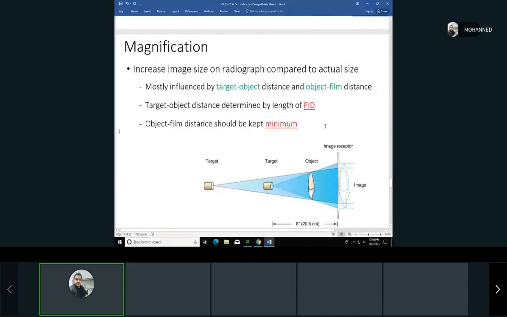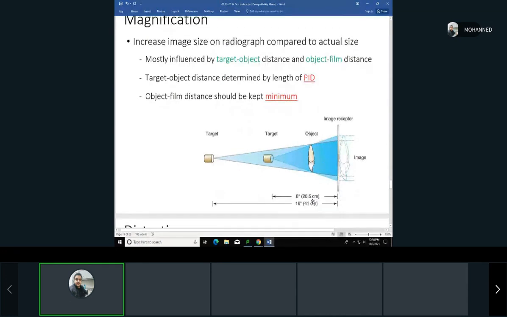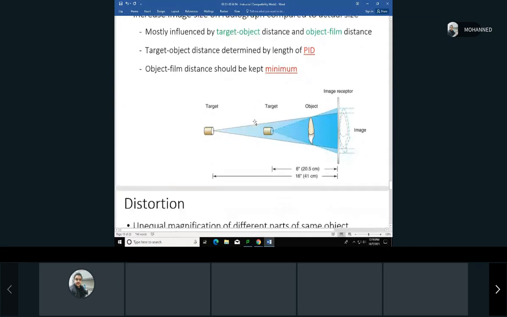This would reduce the magnification. Again, you can see here if our distance is far, which means our PID is longer, we'll have less divergence of the x-ray and we'll have a more correct image. But if we have it closer, like at 8, you can see the image is magnified a little bit. And same thing again, the image receptor and the object, we want them to be as close as possible. We talked a lot about that with the last exam.